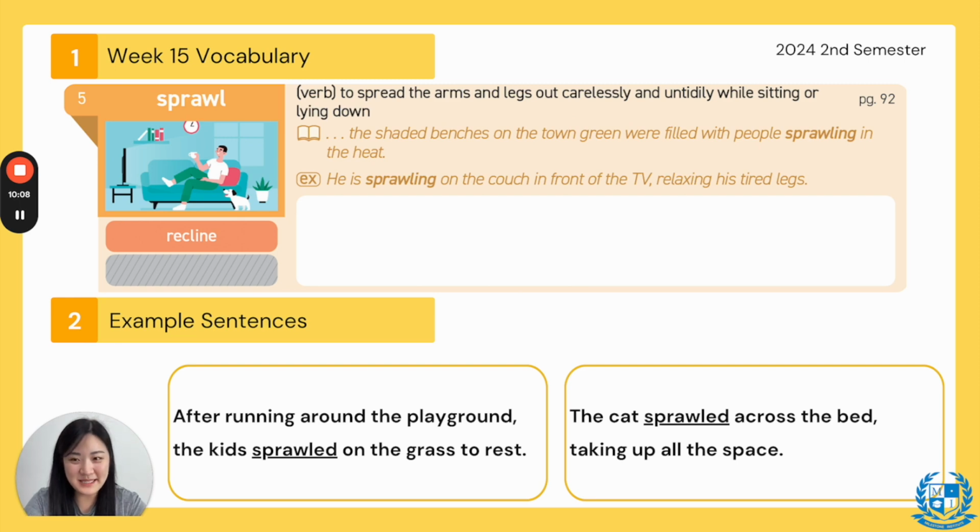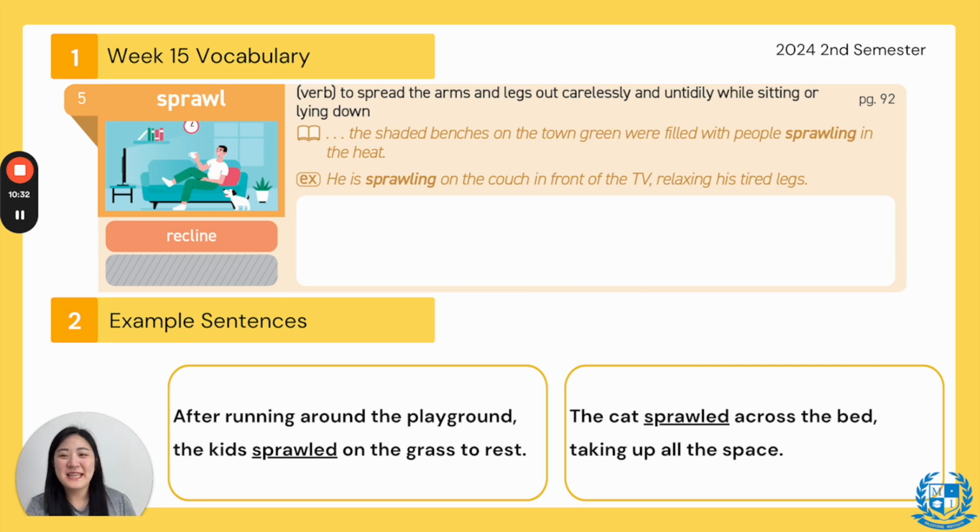Let's read the example together. 1, 2, 3. He is sprawling on the couch in front of the TV, relaxing his tired legs. Maybe he had a long day at work and he had to walk a lot, so maybe he just wanted to sprawl out. I love sprawling when I'm at home. It's like I melt into a sprawl.